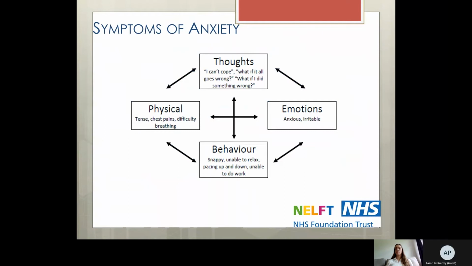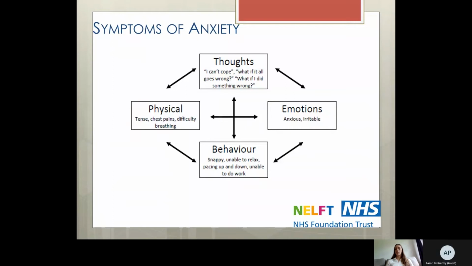This can then sometimes lead to physical feelings, like you might feel tense, you might have chest pains, find it hard to breathe. You might have that butterfly feeling, or you might be quite irritable as a result of these thoughts and worries. And then emotions, you could experience fear, you might be upset, feeling helpless, frustrated, anxious. So all of these tie in to your emotions.